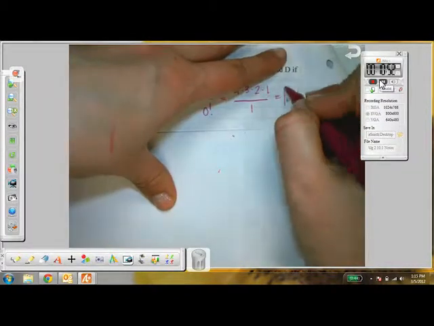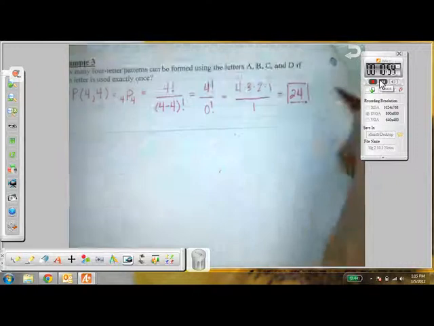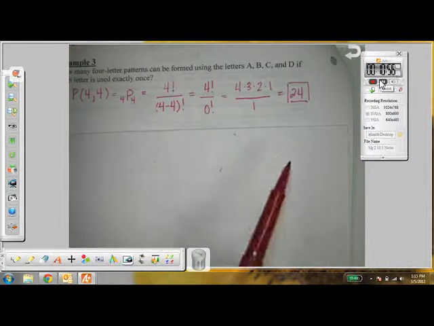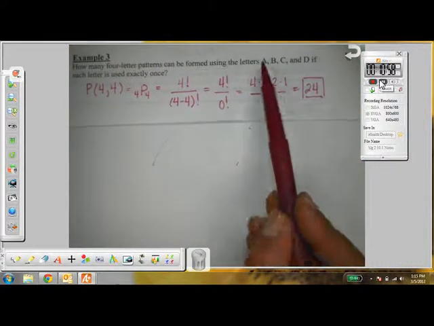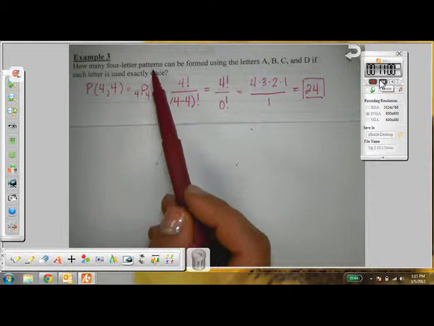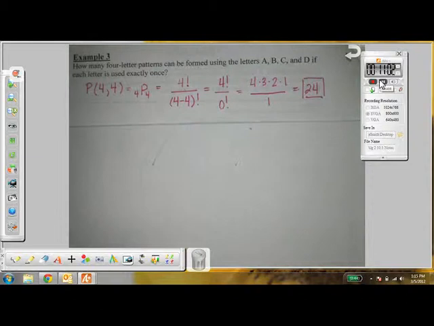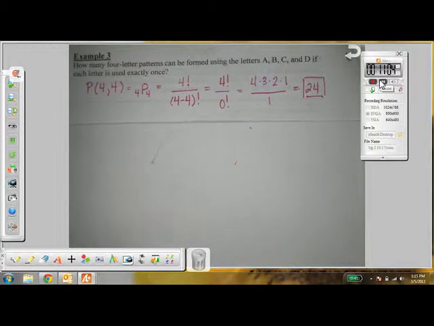So there are 24 different patterns that you can make if you choose the letters A, B, C, and D, and you can only use them exactly once. And we actually could list them all out on the board if we really wanted to. You would only get 24 total. Make sense? Yeah? Okay, let's look at example 4.